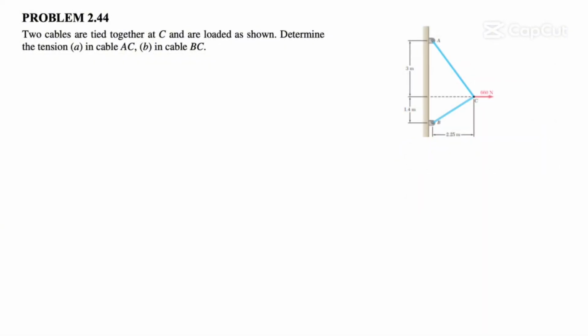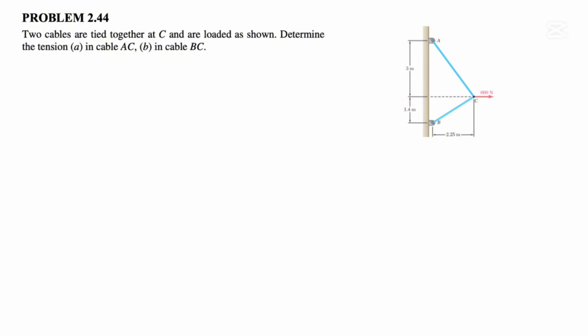Hi everyone, let's see how we can solve question 44 from the second chapter of the Beer & Johnston textbook. We have these two cables AC and BC that are tied at point C, and we have a 660 newtons force in horizontal direction, and we need to determine the tension in the cable AC and the cable BC.